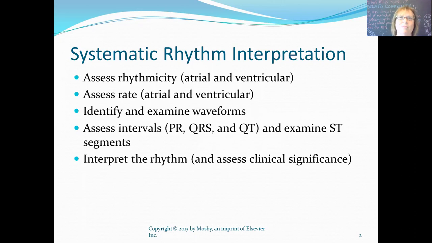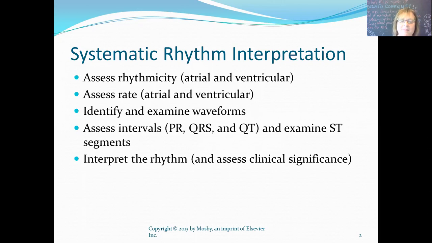Step two, we assess the rate. We again look at the atrial rate and the ventricular rate. In an ideal world, there's always a P wave before a QRS. That means that every atrial contraction is followed by a ventricular contraction, every atrial depolarization is followed by a ventricular depolarization. But that's not always the case. So we need to make sure that that is. When it's not the case, we need to know what the difference is. And sometimes what we're looking at is the ratio of how many atrial depolarizations we have for every ventricular depolarization, things like that. And again, week by week, we're going to go through this, so don't worry.